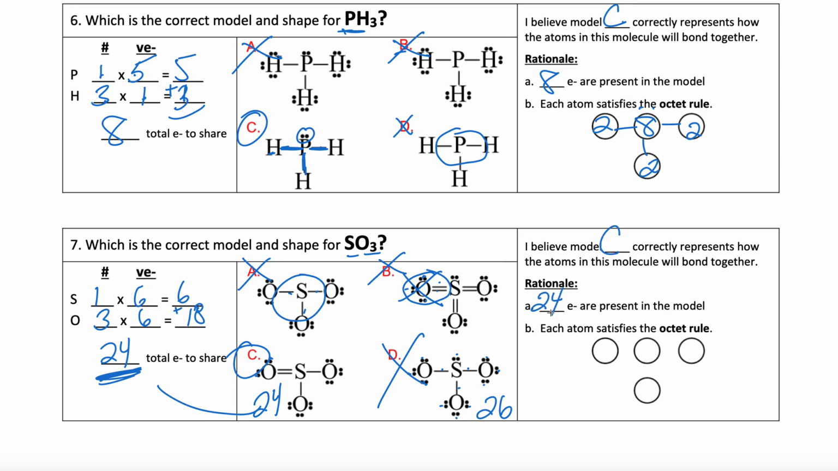It has 24 electrons there, and everybody has the octet. There's a double bond between those two, single bond there, and a single bond down there. Everybody has the 8. And we're good.